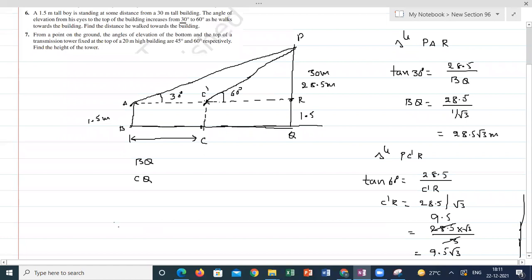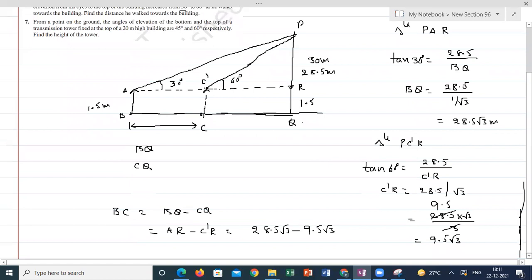What is the answer you got, madam? BC will be equal to BQ minus CQ. BQ is nothing but AR, minus C'R, which is 28.5 root 3 minus 9.5 root 3. So the distance he walked is how much? 19 root 3. Correct. The distance he walked is 19 root 3 meter.